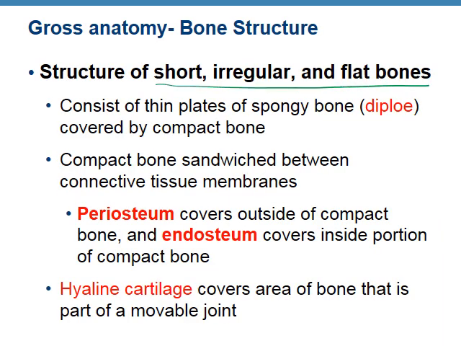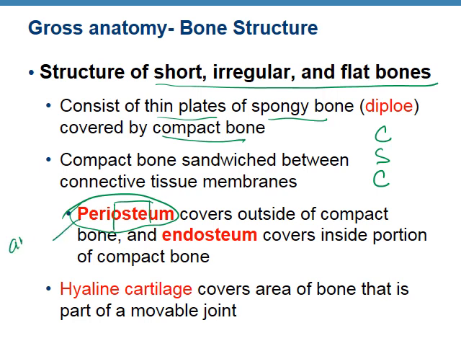Let's look at the structure of short, irregular, and flat bones. Basically, these have thin plates of spongy bone, and they're covered by compact. That's the picture I just showed you. So there's compact, spongy, and then compact. There's also something called a periosteum, and I'm sure you're seeing the connection here. Anytime you see osteo or osseous, it's going to have something to do with bone, and peri means around. So we have periosteum, which covers the outside of compact bone. We have endosteum, which covers the inside portion of compact bone.